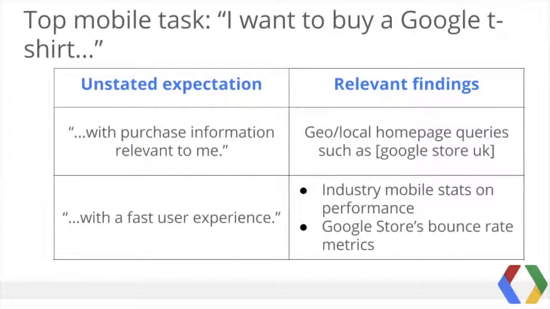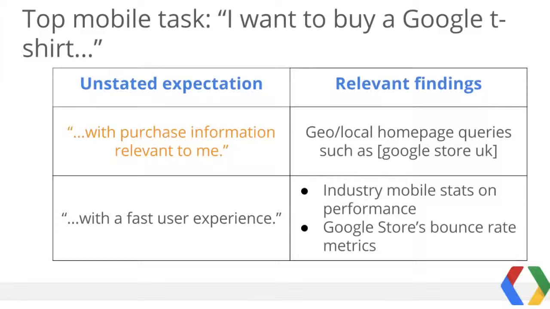Judging from the data we've gathered, let's assume that one of the top tasks for the Google Store is a user who wants to buy a Google t-shirt. From our research, we also know some of the user's common unstated expectations. For example, if a user intends to buy a Google t-shirt, they also want the information relevant to them, likely listing their currency and available shipping. This became more evident through country-specific homepage queries.